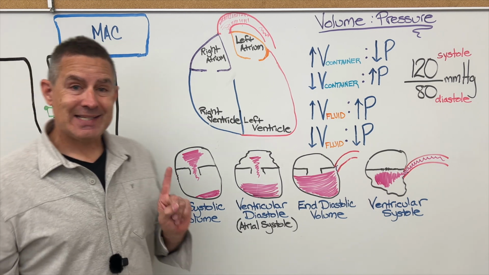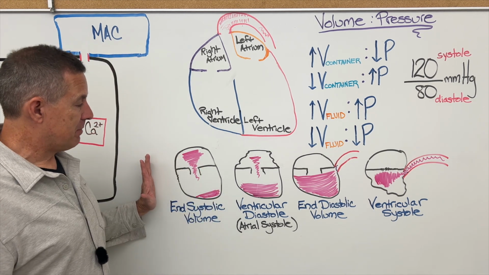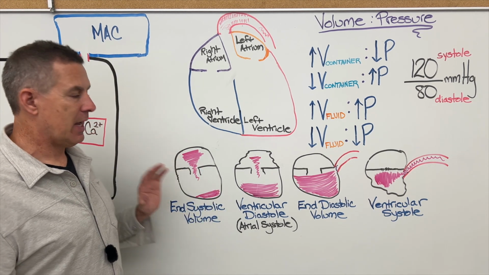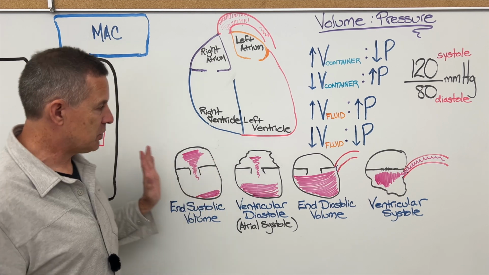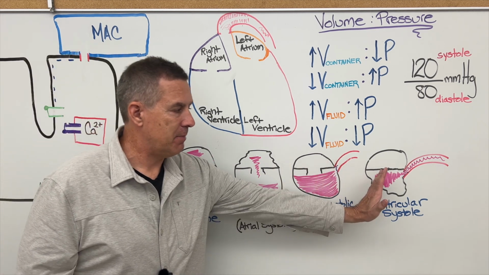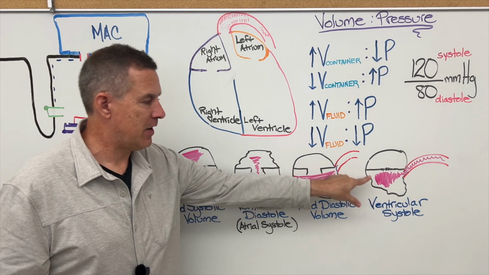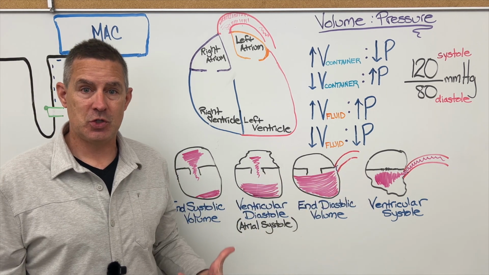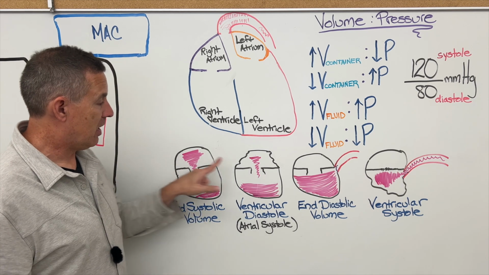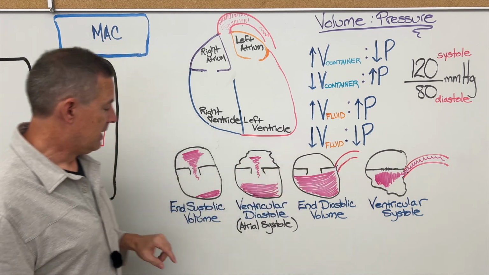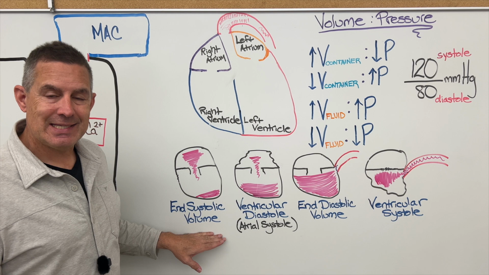Okay, with that said, let's look at some examples of the left ventricle and a little bit of the left atrium. So to be clear, what I am demonstrating in all these images here, on the bottom is the left ventricle. It's the same ventricle, just at different stages. And on top is the left atrium. Here I'm showing end systolic volume.